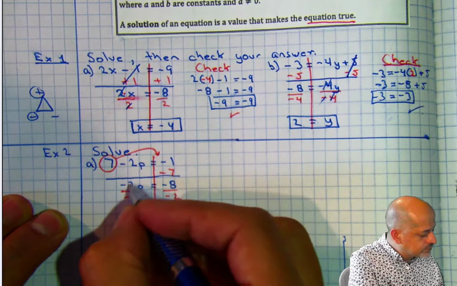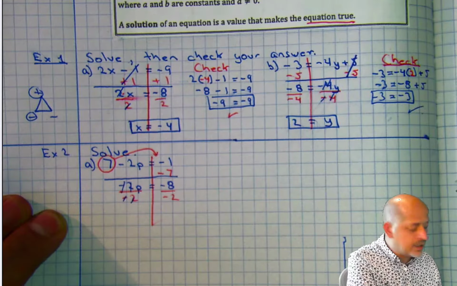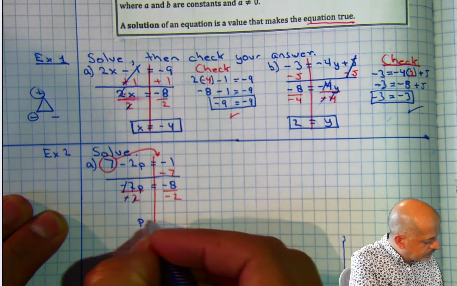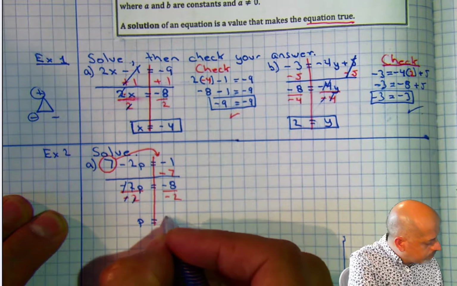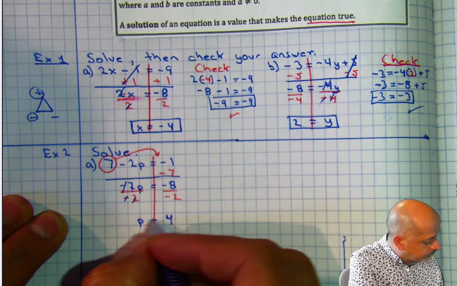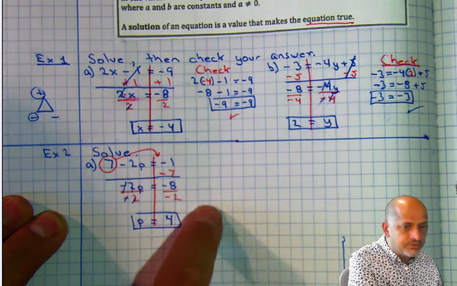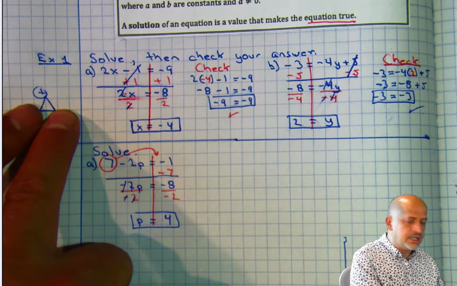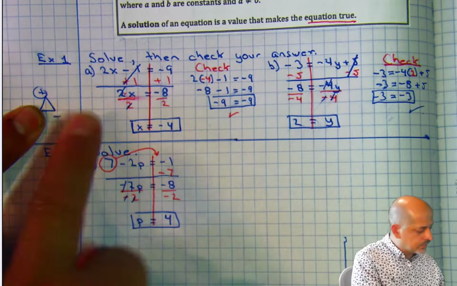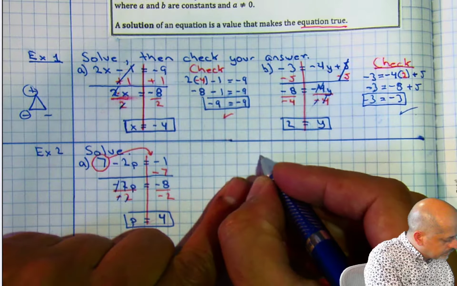So therefore the 2's cancel, the negatives cancel, and now I have p equals negative 8 divided by negative 2, which will be 4, positive 4. Remember, a negative divided by a negative gives me a positive. Using your triangle, negative divided by negative gives me a positive. So let's try letter B.